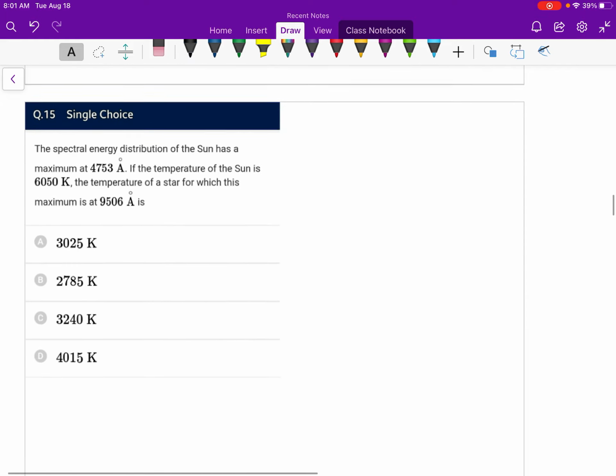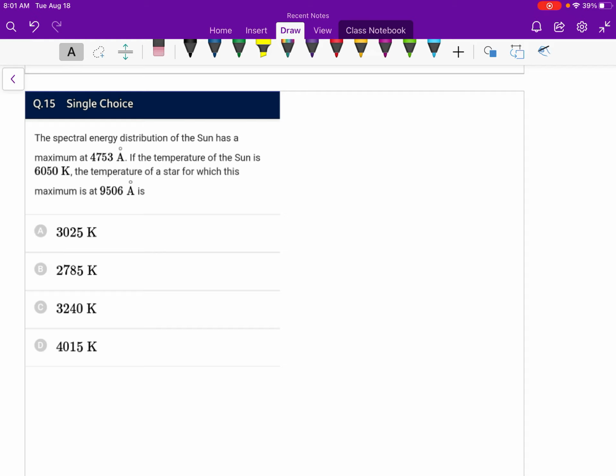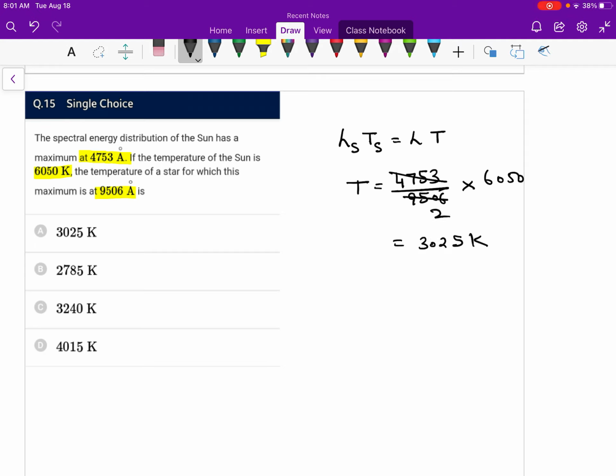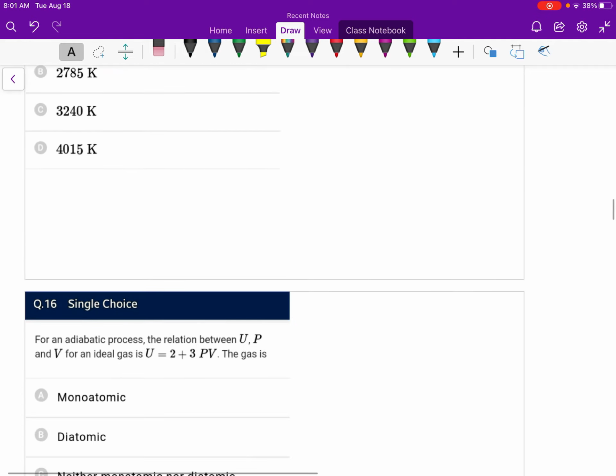The spectral energy distribution of the sun has maximum at 4753 when temperature is this. If the temperature of the star for which the maximum is this, so from Wien's law, lambda sun T sun is equal to lambda T, so capital T is 4753 upon 9506 into 6050, so this is 2, so this is 3025 Kelvin, so A is the correct option.